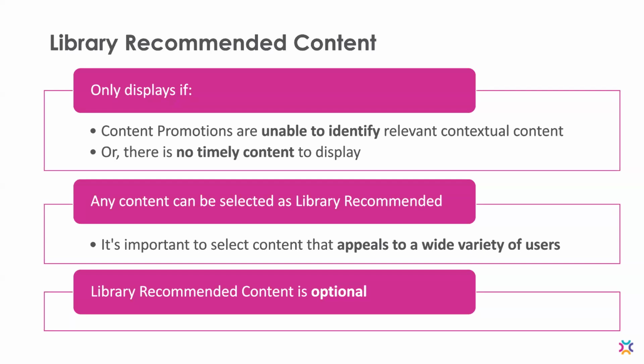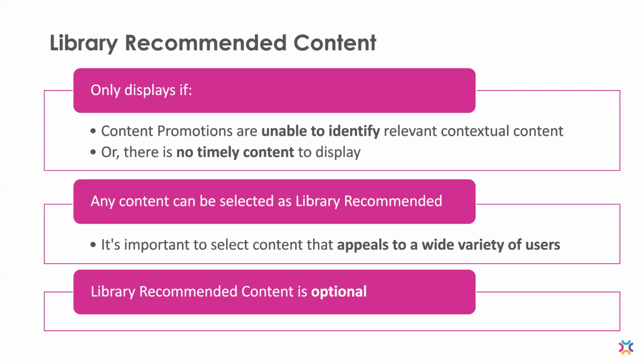If we didn't have a Halloween post, then we would display the library recommended content. So the order that we try to display personalized promotions content is contextual, then if it's timely content, then if it's library recommended content, and then if there's nothing that we can match, we won't show anything. That's pretty rare, unless a library chooses not to use library recommended content.